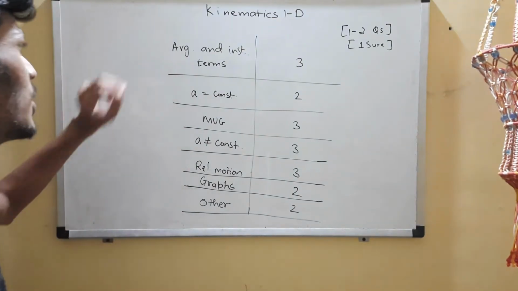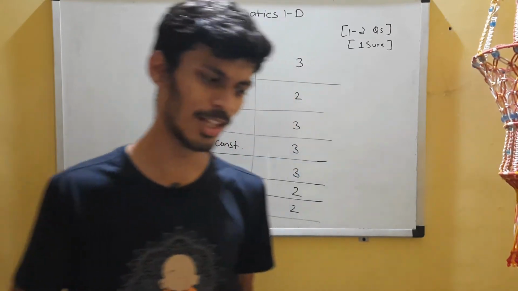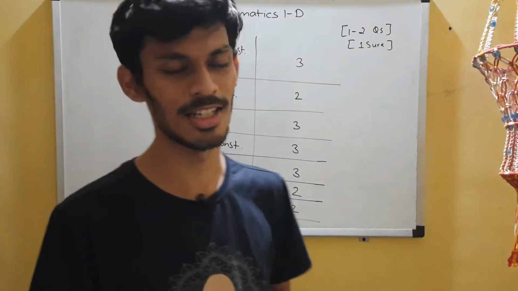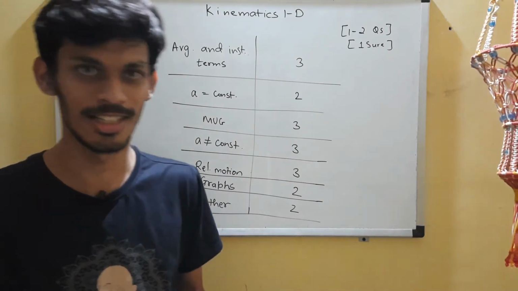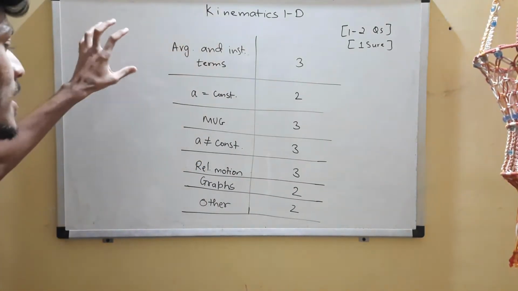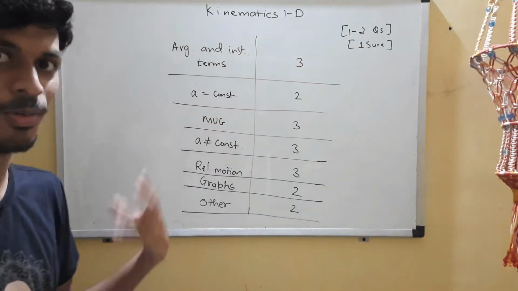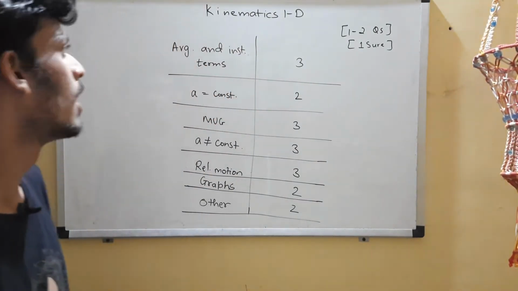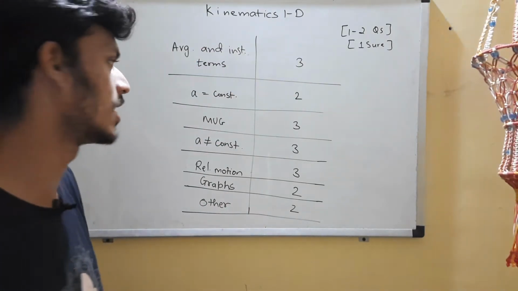Coming to our first topic, average and instantaneous terms. Here you learn about average velocity, average speed, average acceleration, instantaneous velocity, instantaneous acceleration, and things like that. From that section you have been asked 3 questions over the last 15 years. Now these are very straightforward questions and you'll be able to do them. We'll come to the questions in a while.